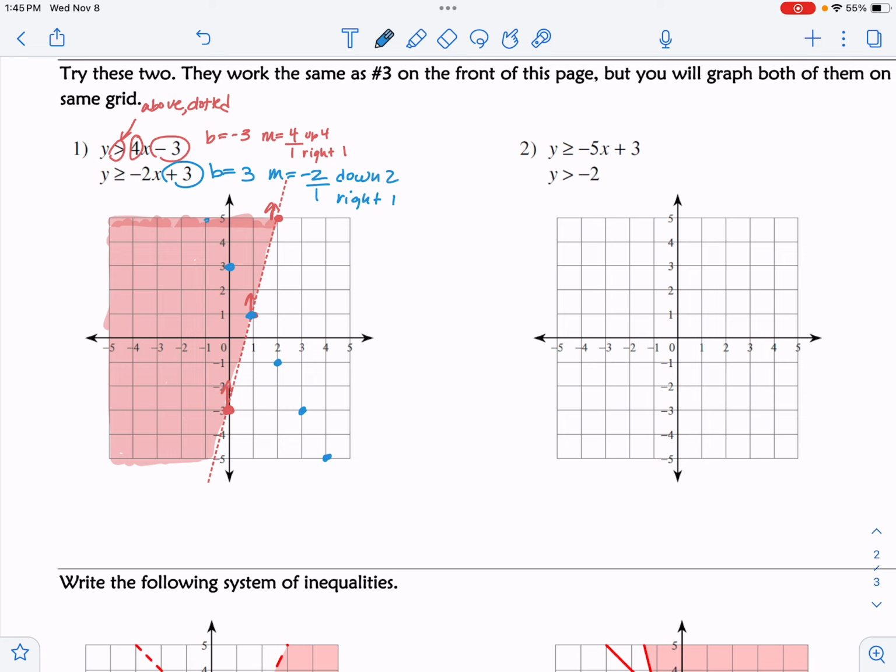We can also go up 2, back 1. And this time, they put a line underneath the inequality, so we're going to make it a solid line. And it's a greater than, so we're going to go above.